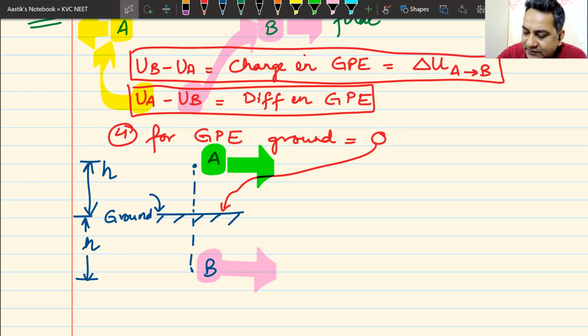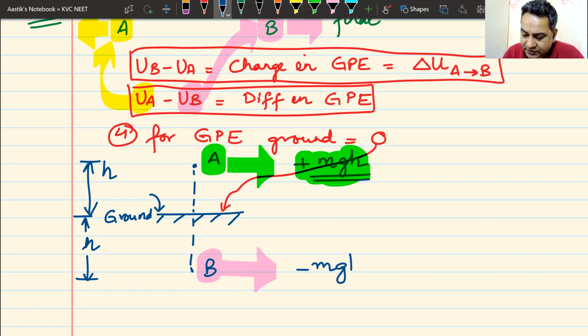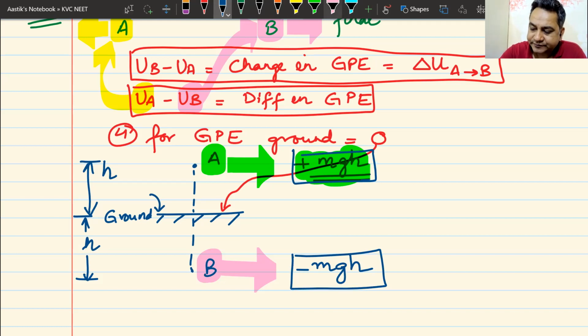Okay. I will give you the answer then. The gravitational potential energy of point A would be plus mgh. It is above the number line, so it is plus mgh. Then for the point which is below zero, below ground, it would be minus mgh. Am I clear with this?